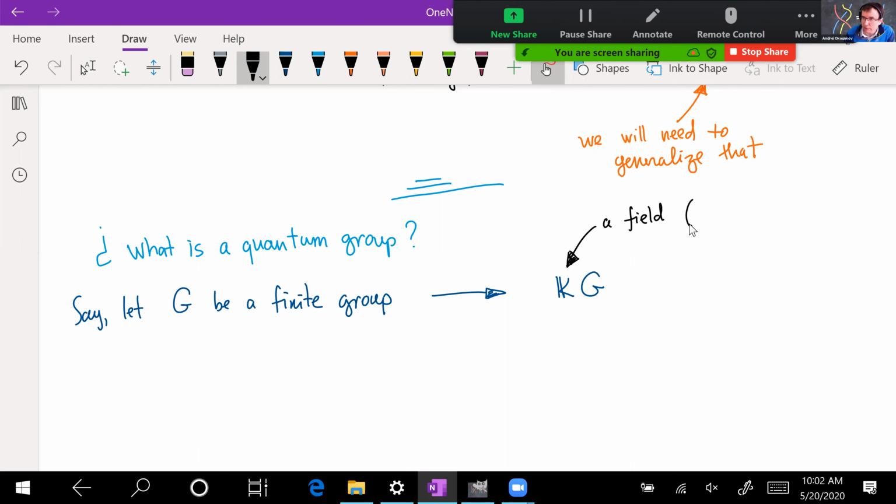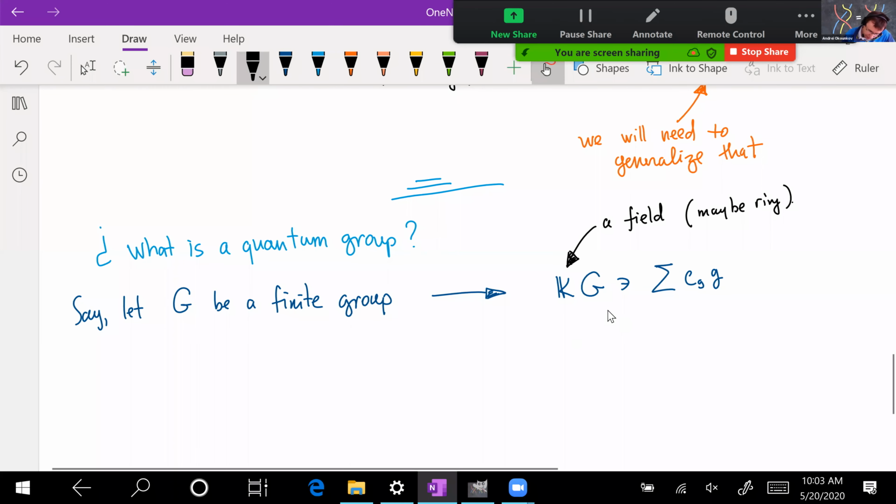You can also study it over, later we will need to work over some rings. Elements here are just formal linear combinations of elements in the group. So this is the summation of c_g g, where each c_g lies in K, and you add and multiply as you would. In some sense, this captures the entire representation theory of this group G over that field K.